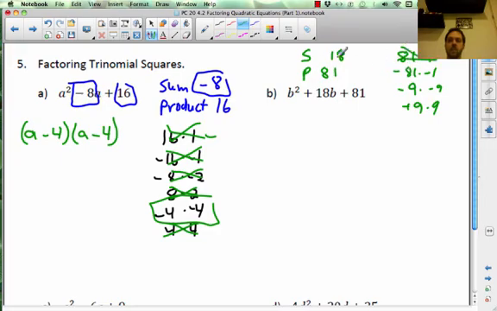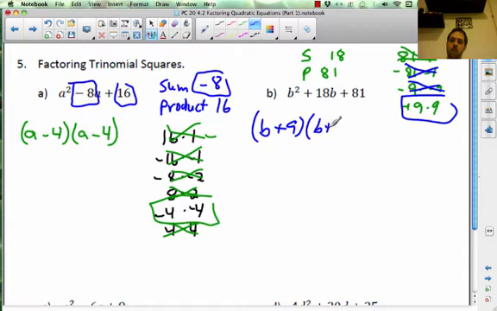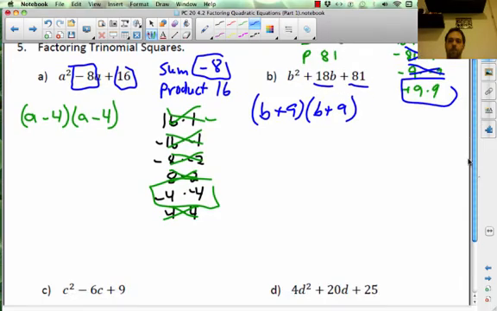Obviously not that one, they add up to 82. Here they add up to negative 82. Here they add up to negative 18. Here they add up to positive 18. So 9 and 9 are our two factors. So we go b plus 9 times b plus 9. And again, if you were to FOIL this, 9 and 9, the sum is 18. 9 times 9, the product is 81.